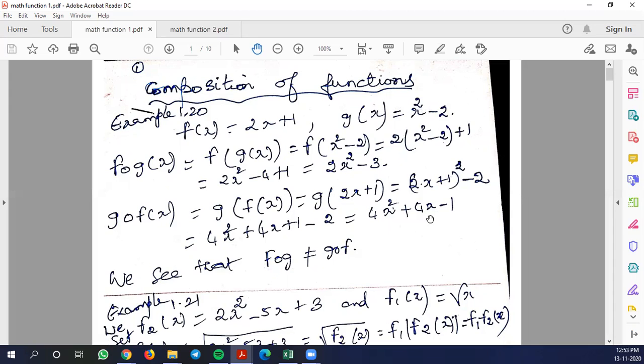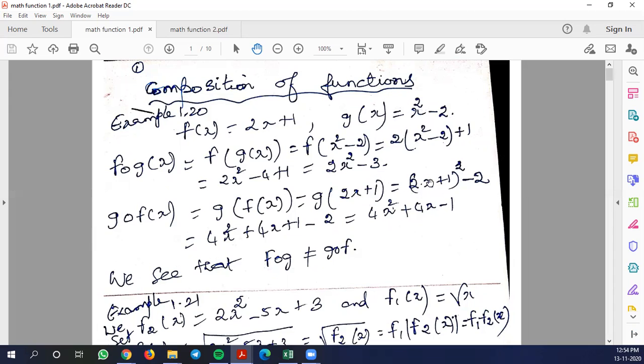I am explaining again. So g(f(x)) means g of f(x). That is equal to g of, what is f(x)? 2x + 1. Okay, now we are taking this full one as x, 2x + 1 as x. So what is g(x)? x² − 2. So in the place of x, it is (2x + 1)² − 2.